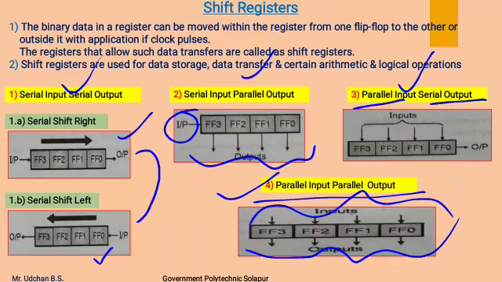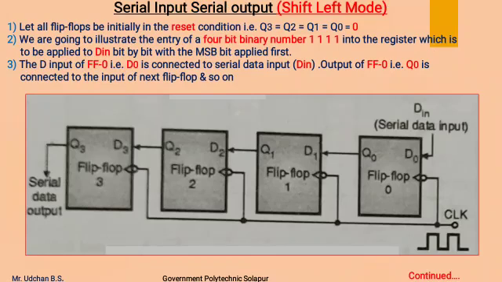So this register will be fast as compared to the other 3 types of registers, as the data input is given simultaneously and data output is also taken simultaneously, which requires only one clock pulse. Now we will see our first, serial input serial output shift register with shift left mode, means data is shifting towards the left direction.